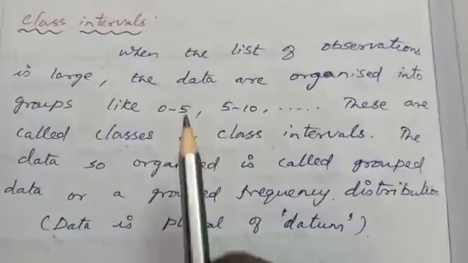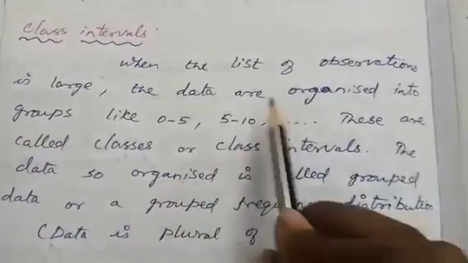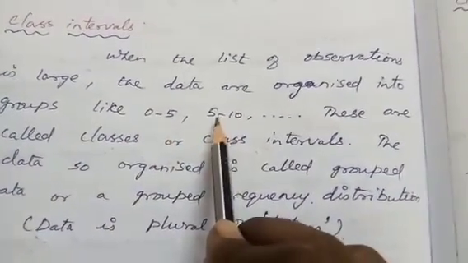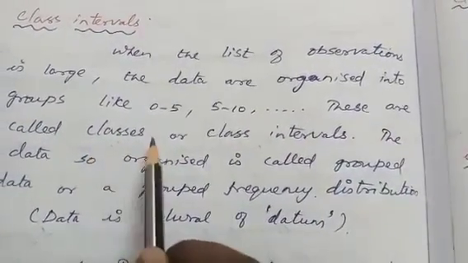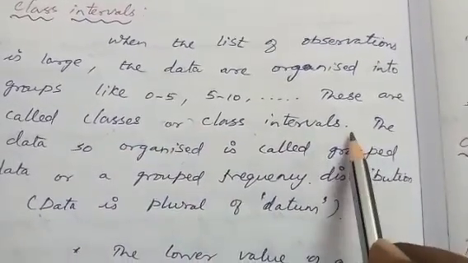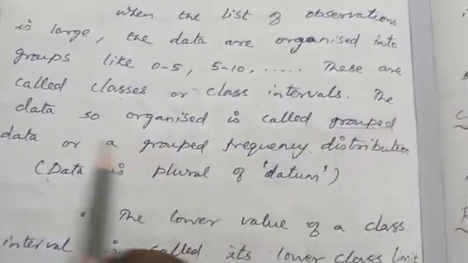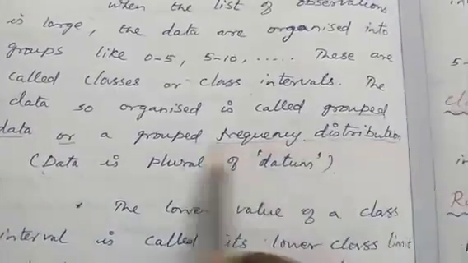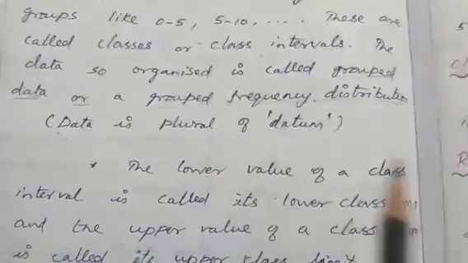Next one is class intervals. When the list of observations is large, the data are organized into groups like 0 to 5, 5 to 10, 10 to 15, etc. These are called classes or class intervals. The data so organized is called grouped data, or a grouped frequency distribution. Data is the plural of datum.